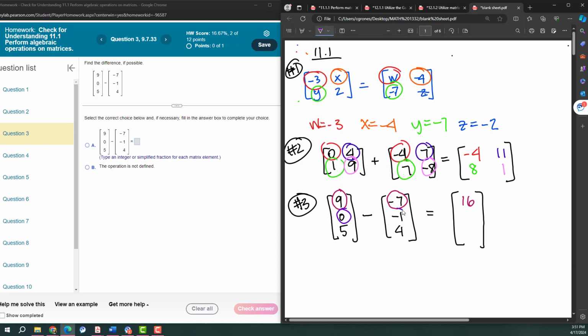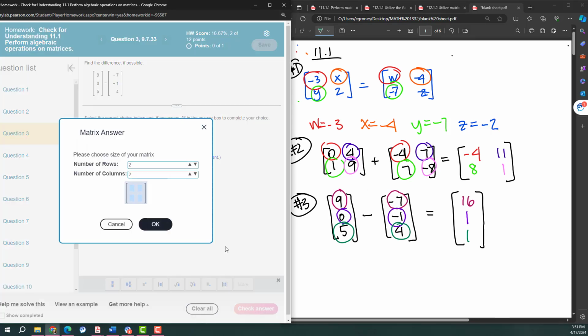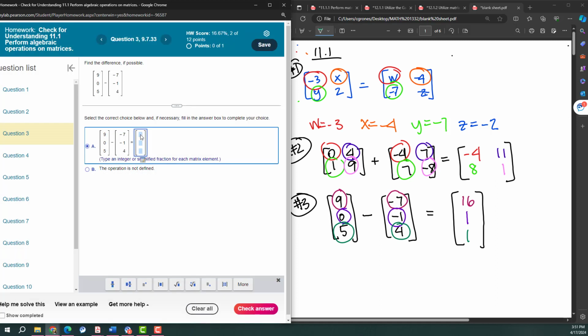The second row, we've got 0 minus -1. Same thing, we've got a double negative. It becomes positive. 0 plus 1 is 1. And then our bottom row, 5 minus 4 is also 1. So I'm going to click on our box and click on the matrix button. We have 3 rows and only 1 column. Click OK, and I've got 16, 1, 1.